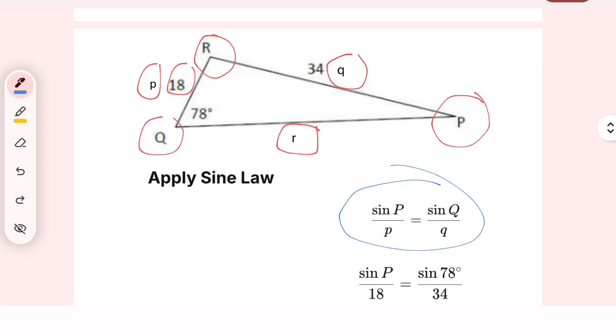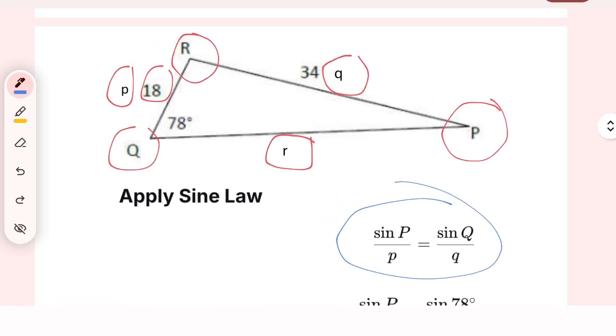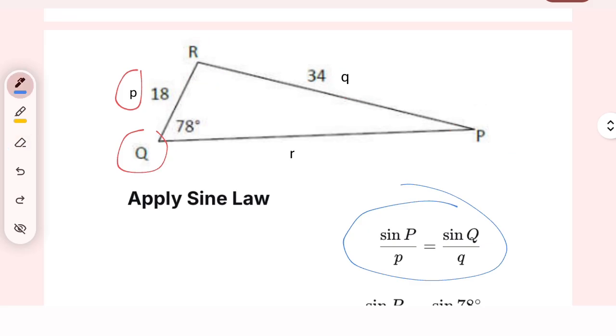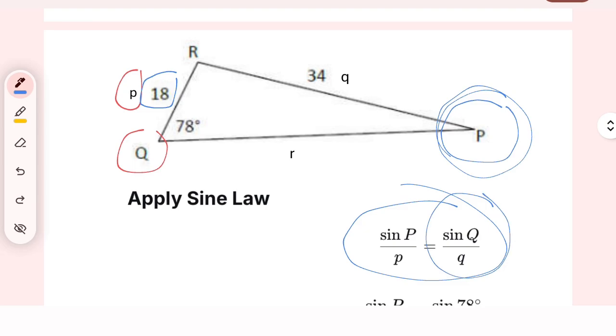This is the sine law that we will be using. Let's analyze why we will be using that, so we will understand exactly what's happening in there. So sine P over p, that means I'll take the sine of this angle, and the small p is already given. This one is still unknown, right? Now, why did I use this one? I use this because both the angle and the sides are already given.